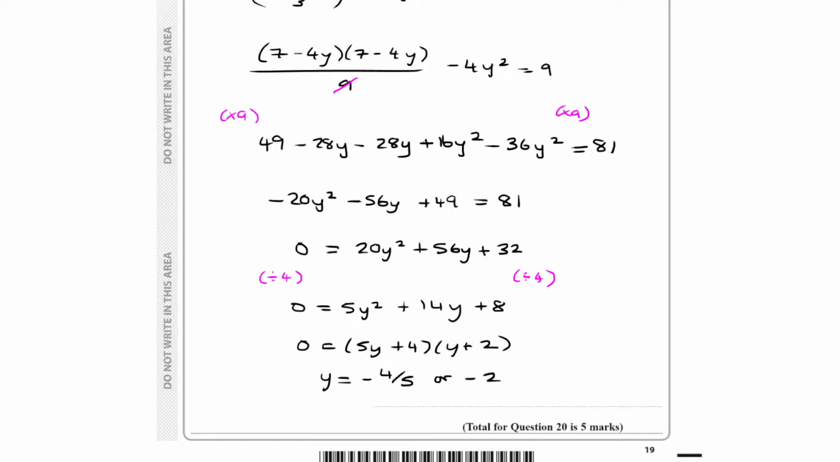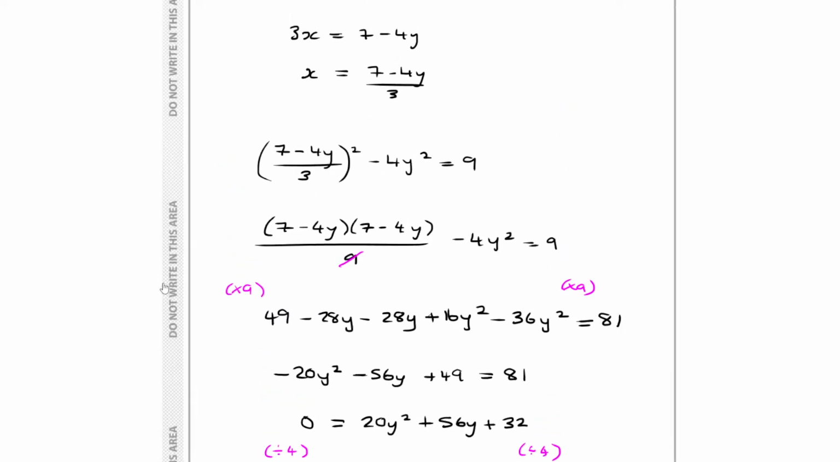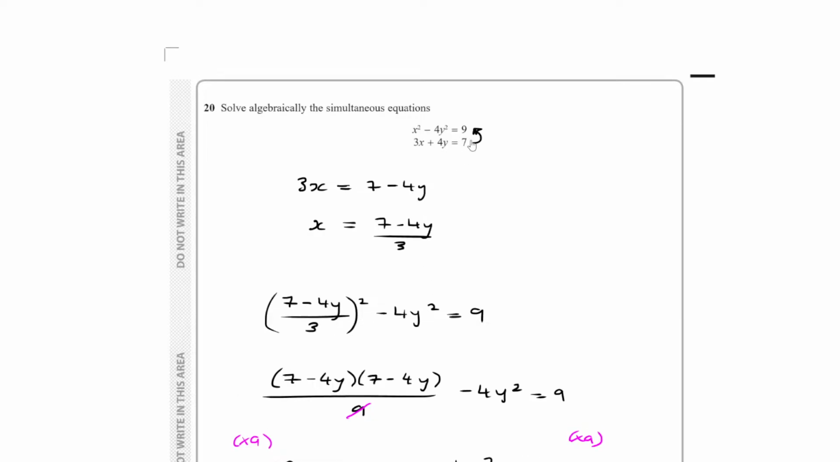You obviously then want to find out whichever other letter you didn't find. In my case, I didn't find x, so now I want to find out x. So you substitute both of those values into the original equations. Now, obviously, you can sub it into the quadratic one. I just don't see why you would.